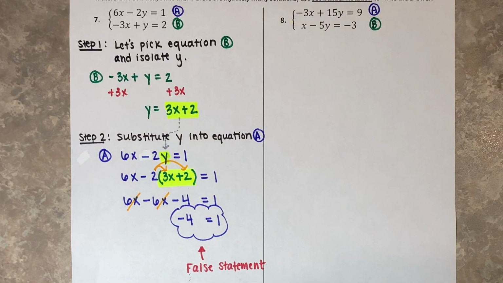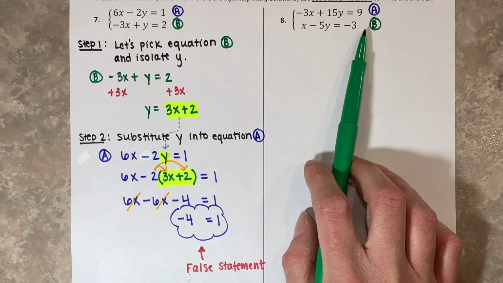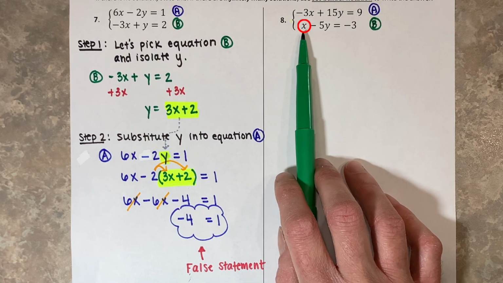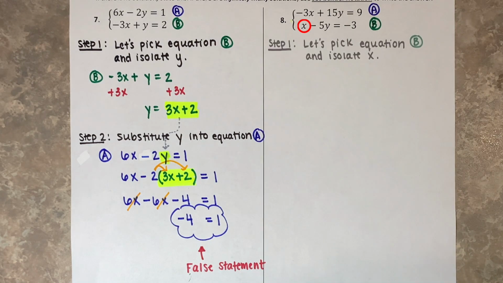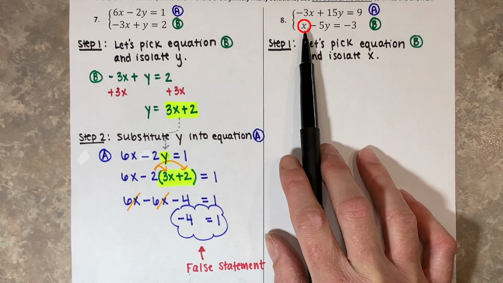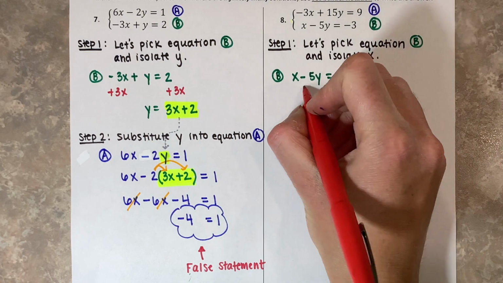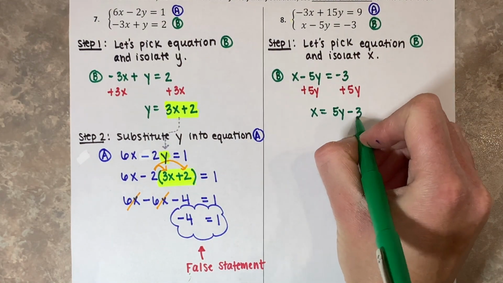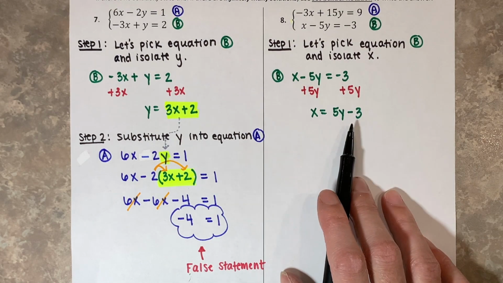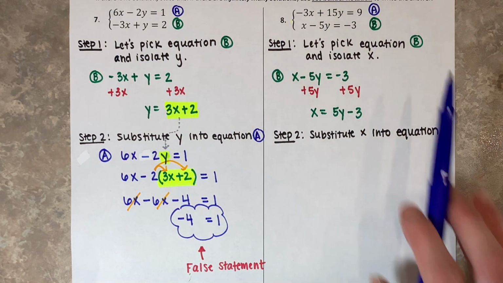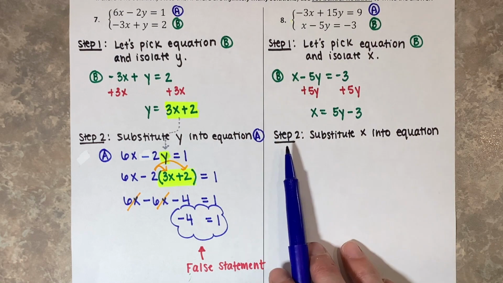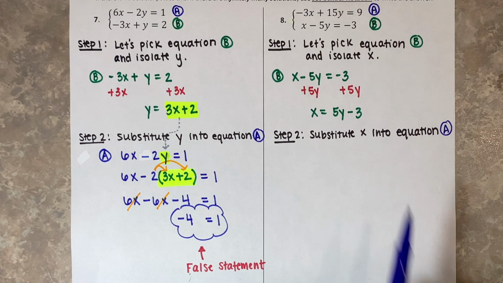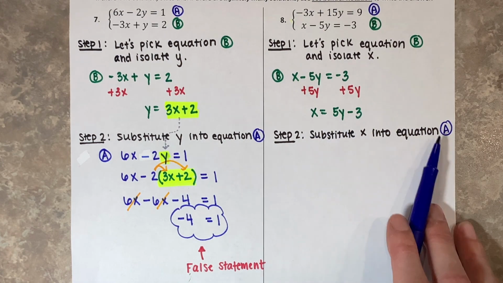In step 1, we want to pick either equation and isolate either variable. X here has a coefficient of 1, so this x is going to be the easiest to isolate. So let's pick equation b and isolate x. So now that we've isolated x, we can move on to step 2. And since in step 1 we used equation b, in step 2 we're going to use equation a. And we're going to substitute x into equation a.